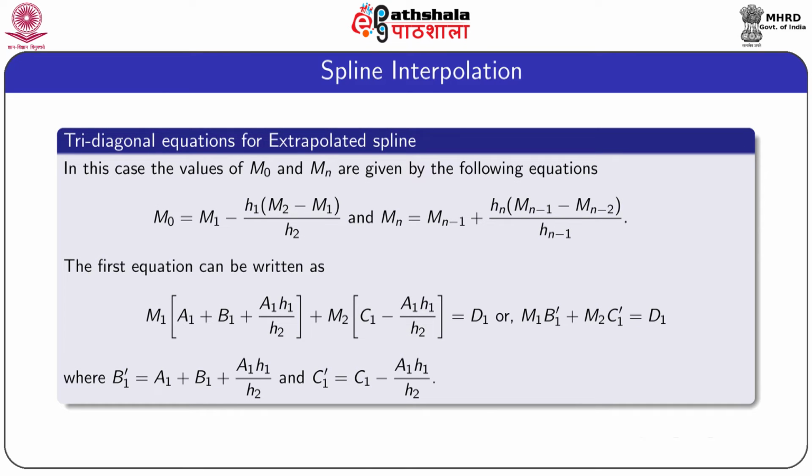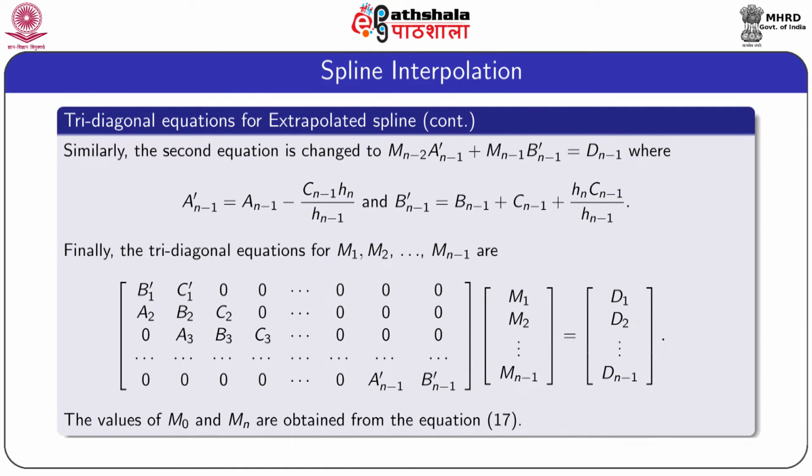Now, I go to extrapolated spline. In this case, the values of m0 and mn are given by the following equations, and the first equation can be rewritten as m1 into a1 plus b1 plus a1 h1 by h2, plus m2 into c1 minus a1 into h1 by h2, and this is denoted by d1. Or this equation can be written as m1 b1 dash plus m2 c1 dash equal to d1, where b1 dash and c1 dash are given in the following expressions.